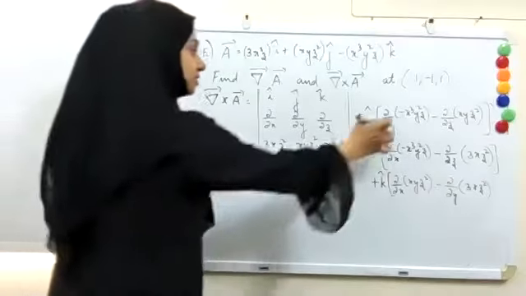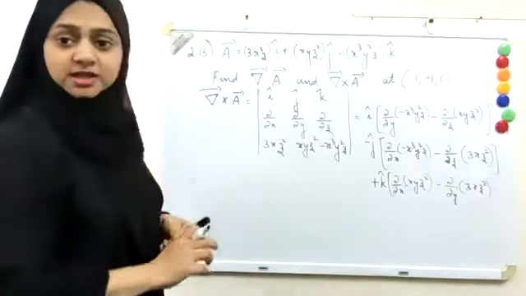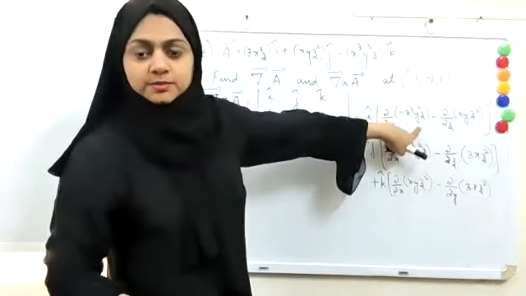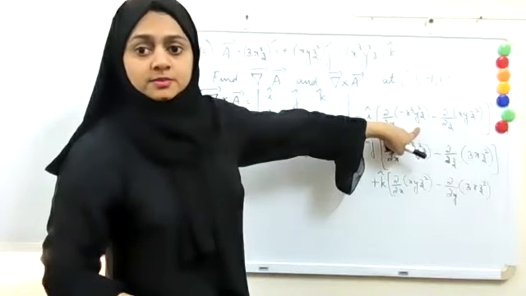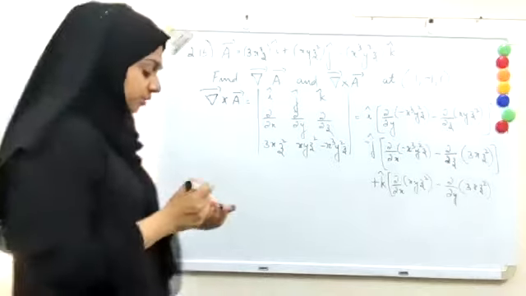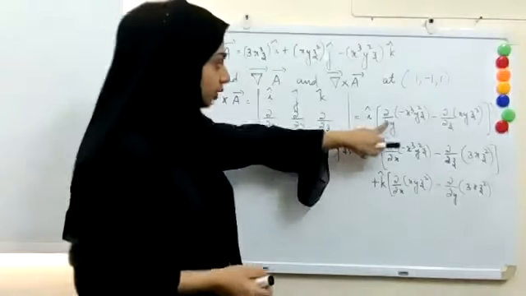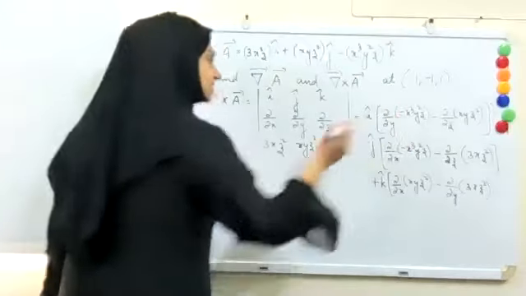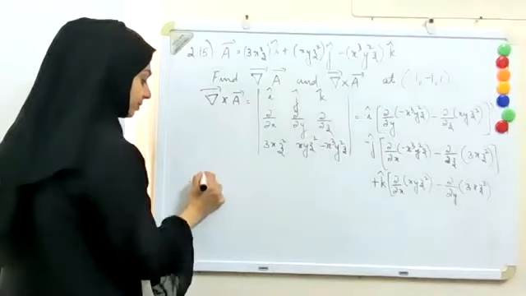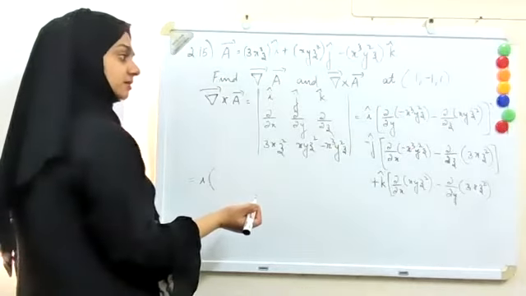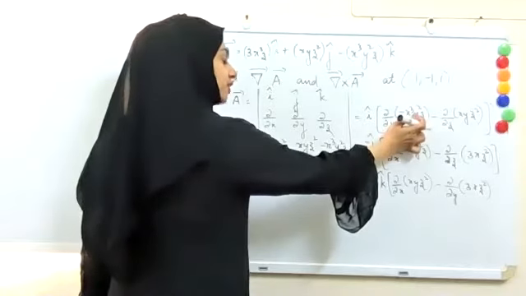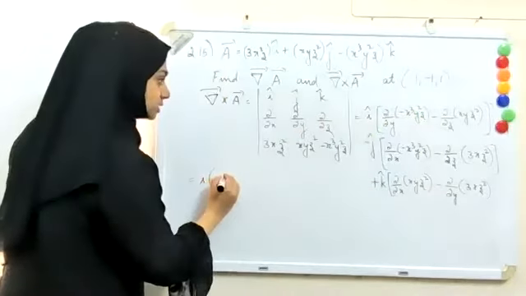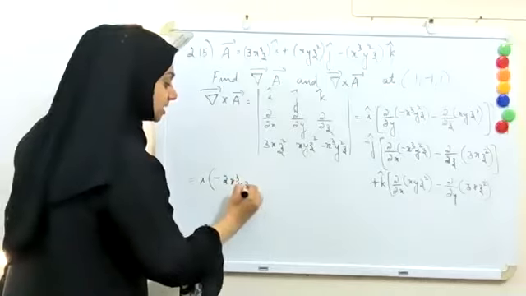So you can tell me the answers. Why are you silent? Is it visible to you what is written on the whiteboard? Yes, teacher, it's visible. Please tell me what will be dou by dou y of this. Minus sign is there, i times dou by dou y of y square will be 2y, so minus 2x cube y z.